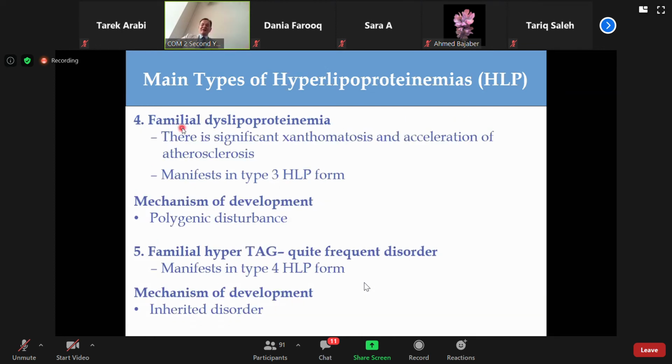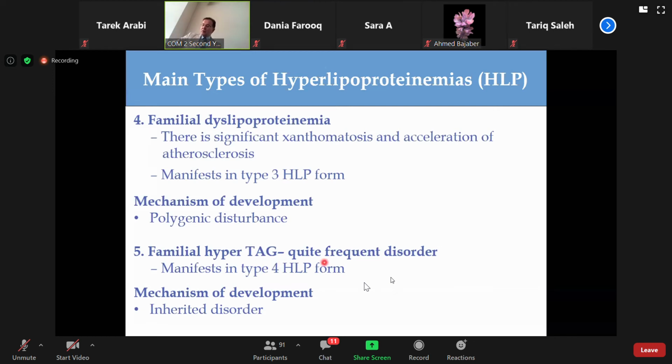Then we go to familial dysbetalipoproteinemia. Again, there's increased xanthomatosis and acceleration of atherosclerosis, and this is type 3. And we said type 2A, 2B, and 3 are associated with atherosclerosis. This one is associated with the type 3 phenotype.